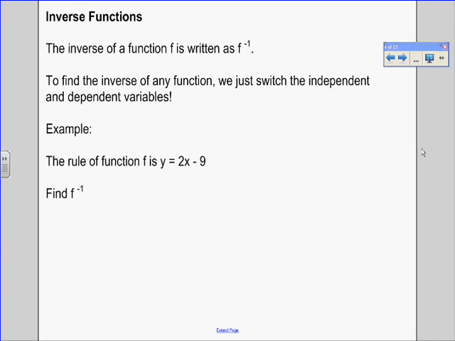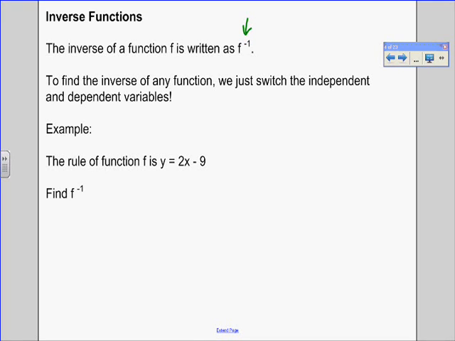So to find the inverse of any function, we are switching the independent and dependent variables. We're switching the position of the x's and the y's. And the way that we write that down is like this, f to the power of negative 1. So let's do an example here.